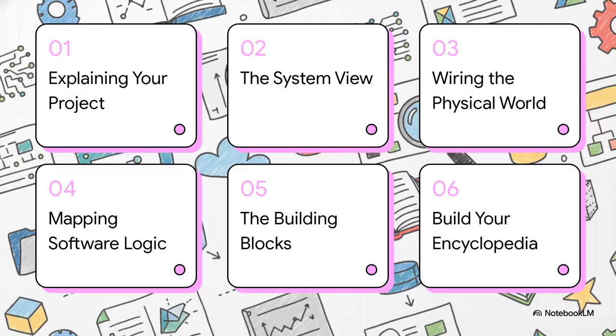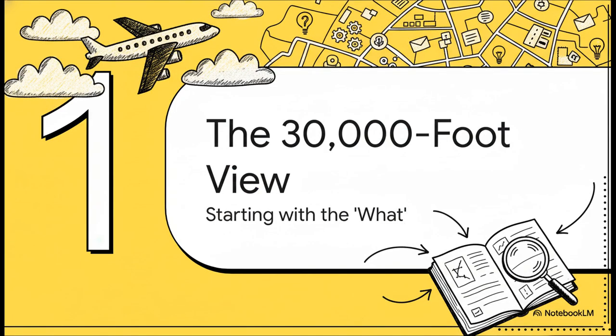Okay, so here's our roadmap. First, we'll start with that big picture, high-level view. Then we'll dive right into the hardware, map out all the software logic, take a close look at each individual component, and then, finally, we'll put it all together so you can build your very own visual encyclopedia. First up, the 30,000-foot view.